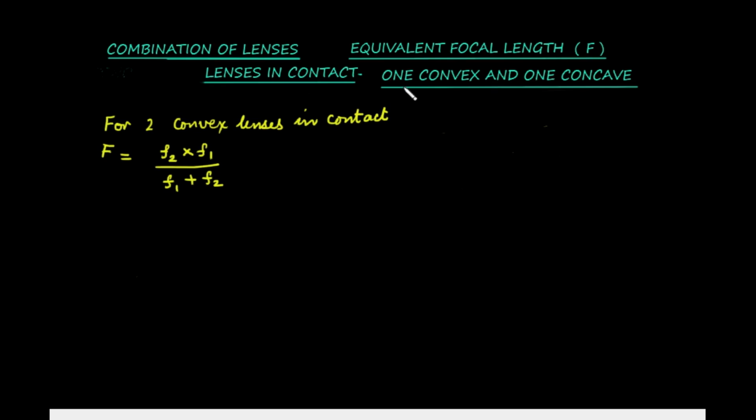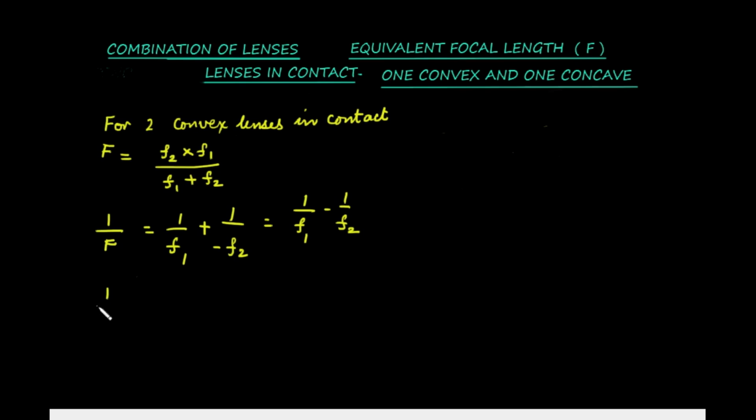Now let us see what happens when one convex and one concave lens are kept in contact. What happens? The equation becomes 1 by f is equal to 1 by f1 plus 1 by negative f2, because the second lens is negative, is equal to 1 by f1 minus 1 by f2.